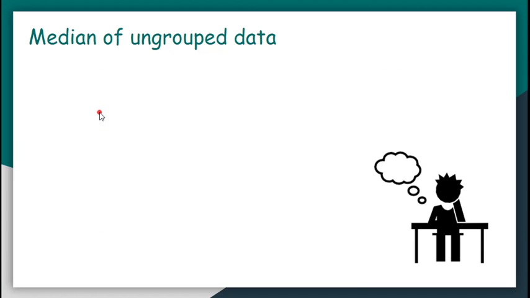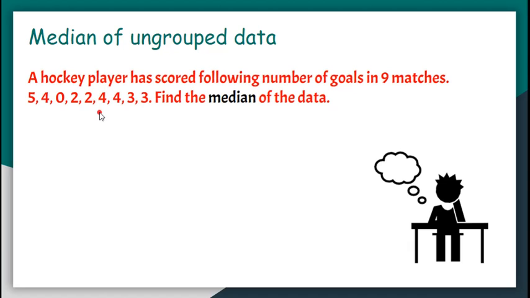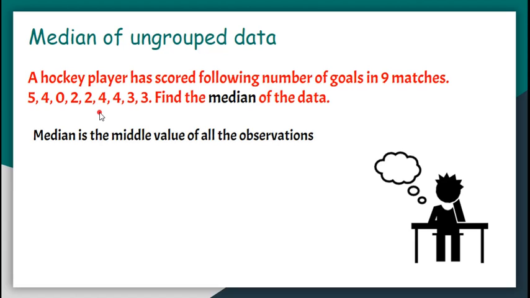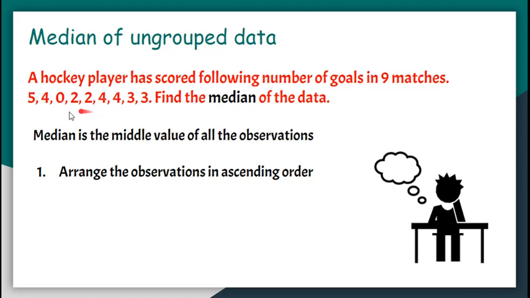Let's move ahead to understand the median of ungrouped data. Now for the same question, if I ask you to calculate the median, how do we do that? Median is the middle value of all the observations, if you remember. That means I have to find the number which is in the middle of the numbers. But before doing that, there's one step, if you remember. It is important to arrange all your observations in ascending order. Ascending means smallest to largest. So you will arrange all these observations in ascending order, from smallest to largest.